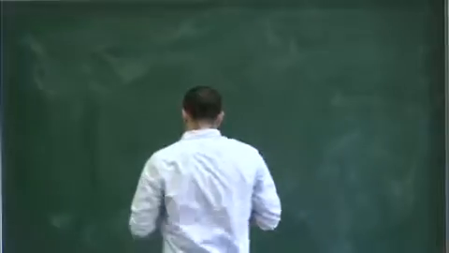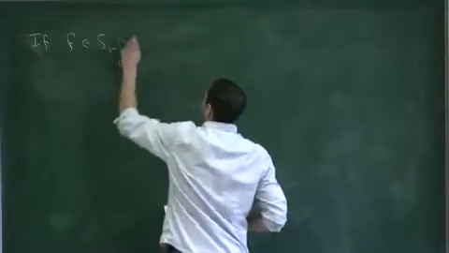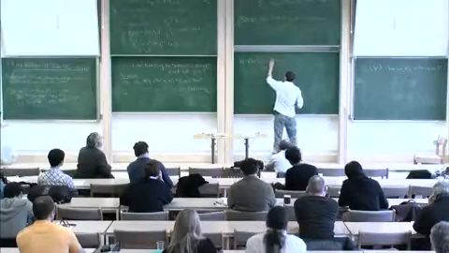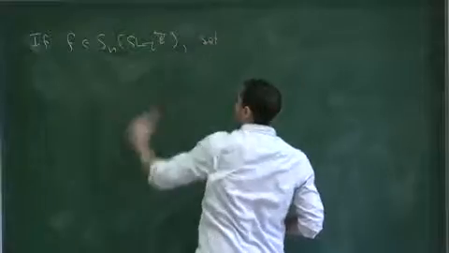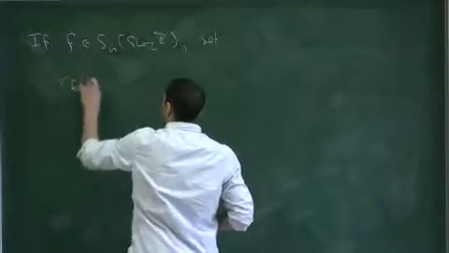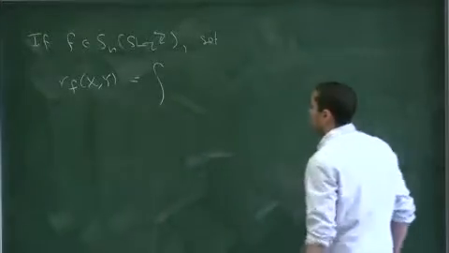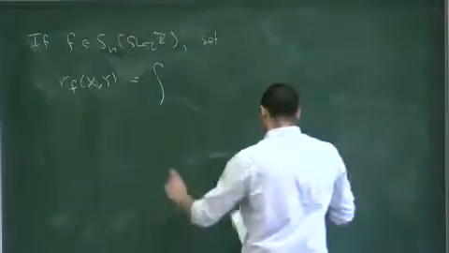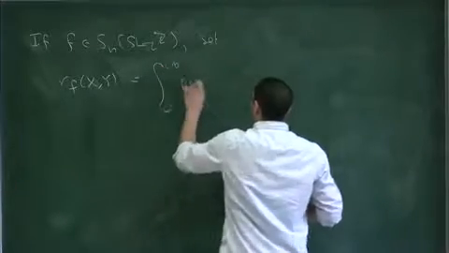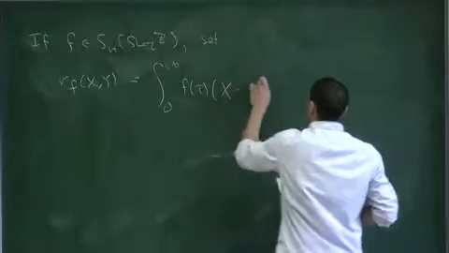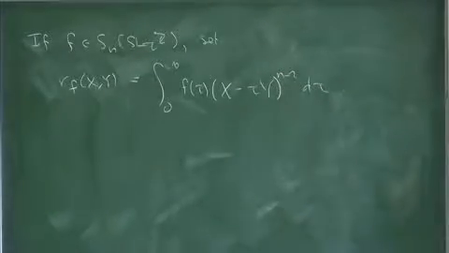Okay. So if f is in S_n of SL2(Z), then you set R_f of x, y to be the homogeneous polynomial in the variables x and y of degree n minus 2, the integral of f of tau times (x minus tau y) to the n minus 2 d tau.